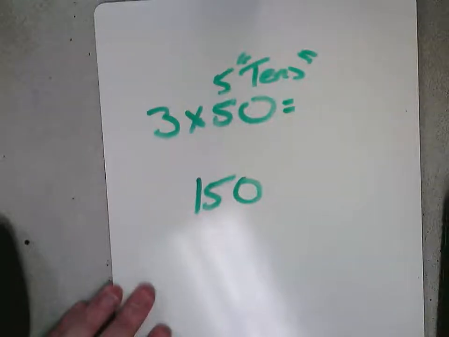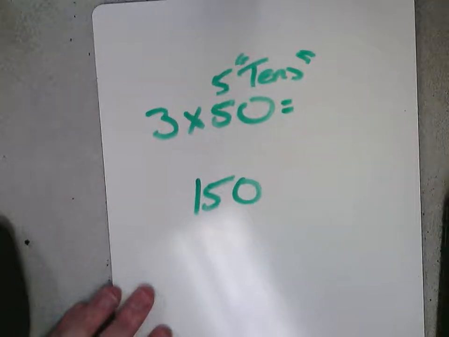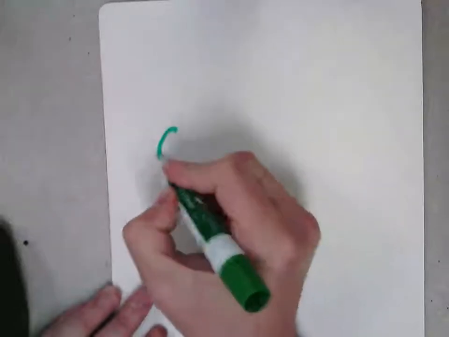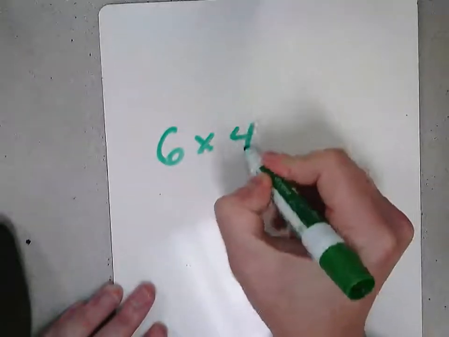Okay? So really what we're doing is you're breaking it into 50 is 5 tens. Okay? So if we start thinking about it that way, you can start to do some of these that are even slightly more complicated without putting a lot of work and working out an algorithm and things like that. So let's look at another one. Let's just say we had 6 times 40.